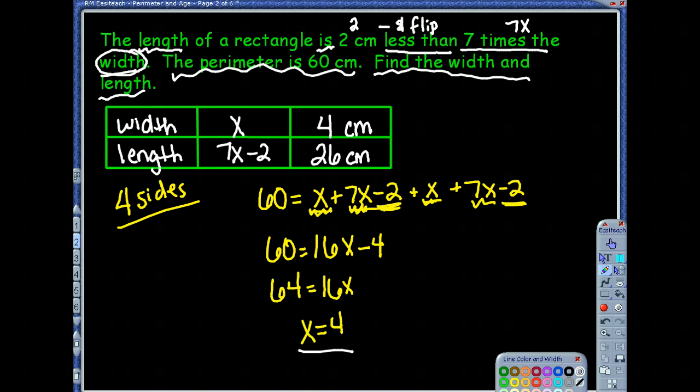Now, to check yourself on this problem, you know that the perimeter would have to be 60. Keep in mind that's not just the sum of these two anymore. That would be adding all four sides. So 4 plus 26 plus 4 plus 26 does get you to 60.